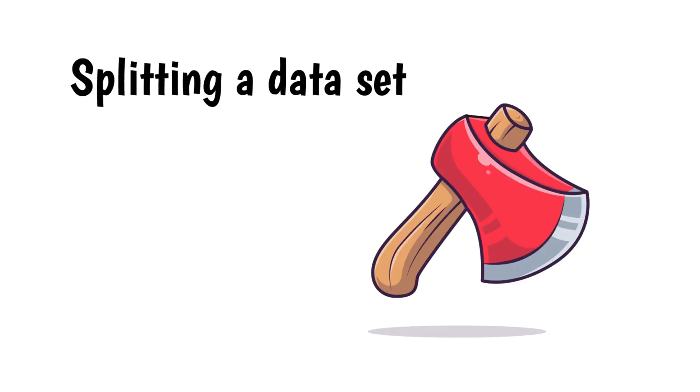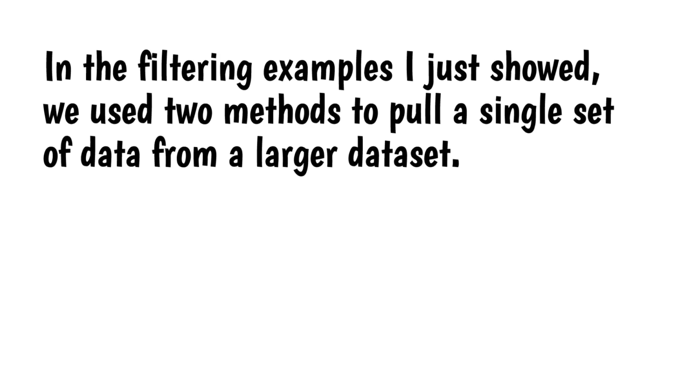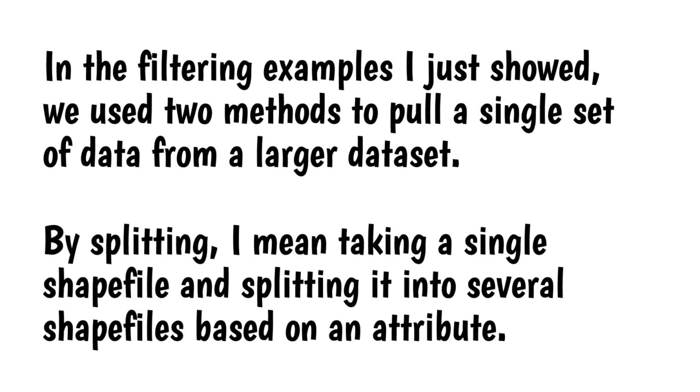One of the most common things I need to do with the dataset is to split the data based on some attribute or combination of attributes. In the filtering examples I just showed, we use two methods to pull a single set of data from a larger dataset. By splitting, I mean taking a single shapefile and splitting it into several shapefiles based on an attribute.